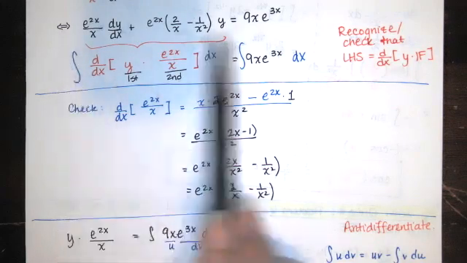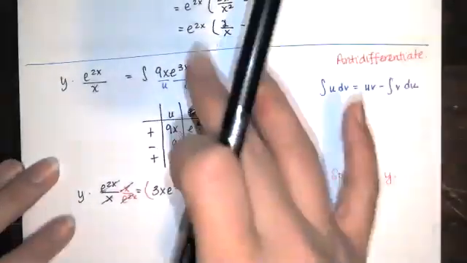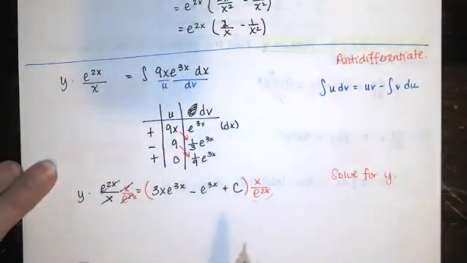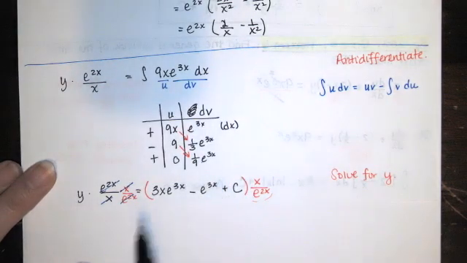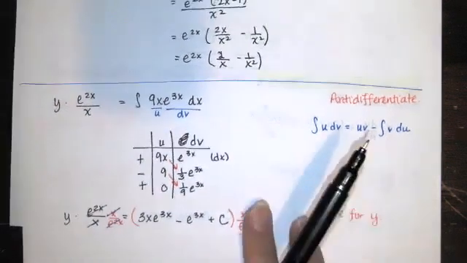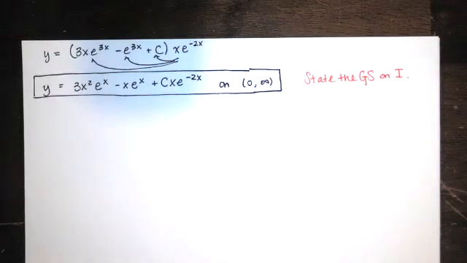Trying to get rid of the derivative, so we anti-differentiate. This time we had to use integration by parts or tabular integration, either one, to evaluate that integral on the right-hand side. And then we solve for y. And then finally, we simplify and state the general solution on an interval of existence, the maximal interval of existence.